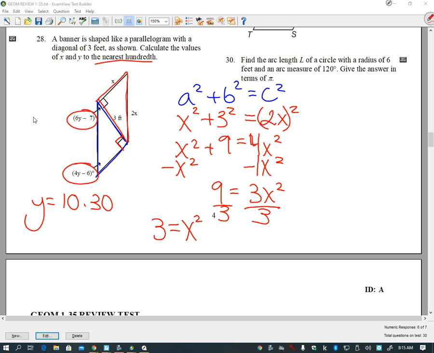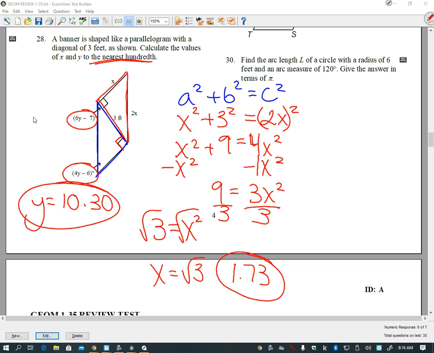Now we just want to solve for x, right? How do I do that? I've got an x squared there. How do I undo something that's being squared? Square rooted. Okay. A root is the opposite of an exponent. So what is x equal? Radical 3, but notice they want it to the nearest hundredth. What is the square root of 3 as a decimal? 1.73. All right, so we want 1.73 for x and 10.3 or 10.30 for y. All right. Do we understand what all we use there to solve that?